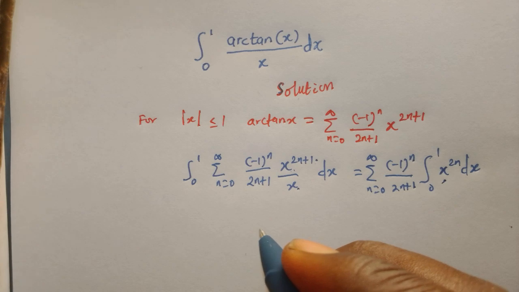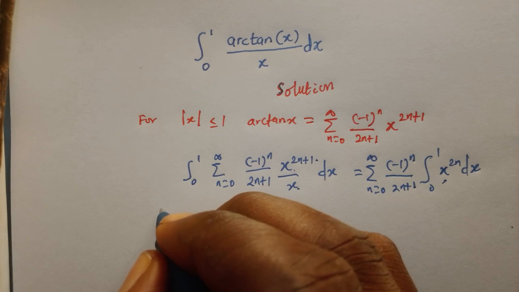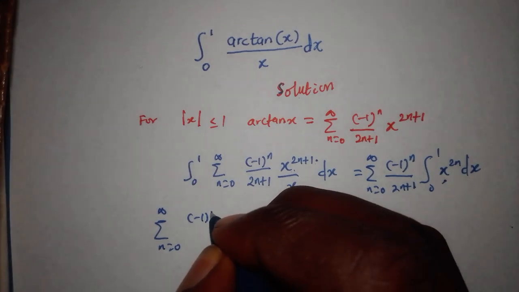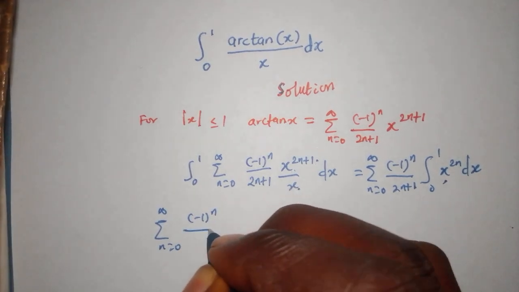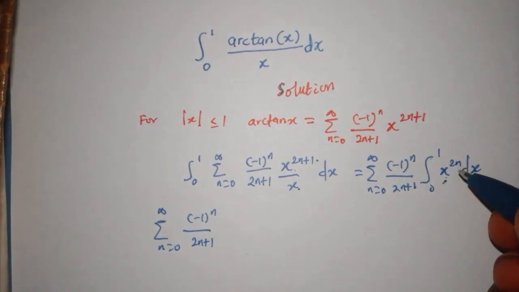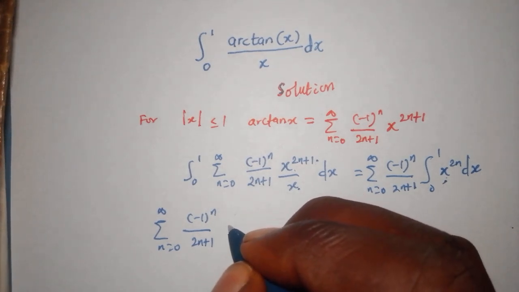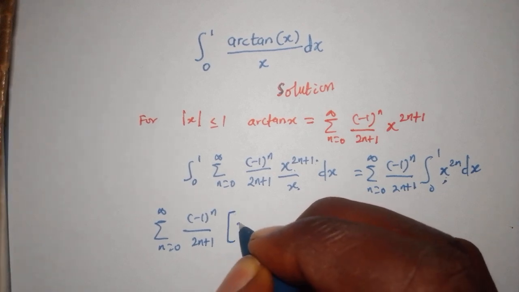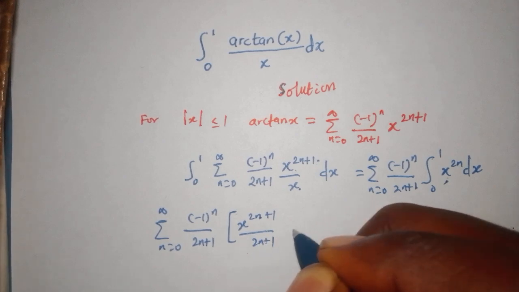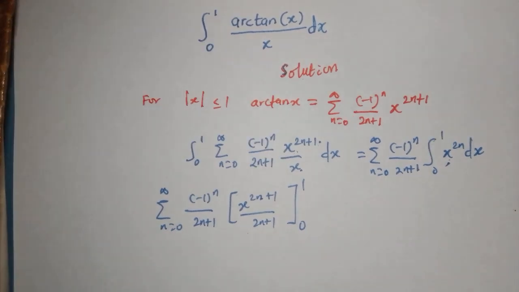If you integrate this, what are we going to have? We are going to have the sum of n from 0 to infinity of minus 1 raised to the power of n over 2n plus 1, then if you integrate x raised to the power of 2n, we have x raised to the power of 2n plus 1 over 2n plus 1. So you apply the limit, that is from 0 to 1.